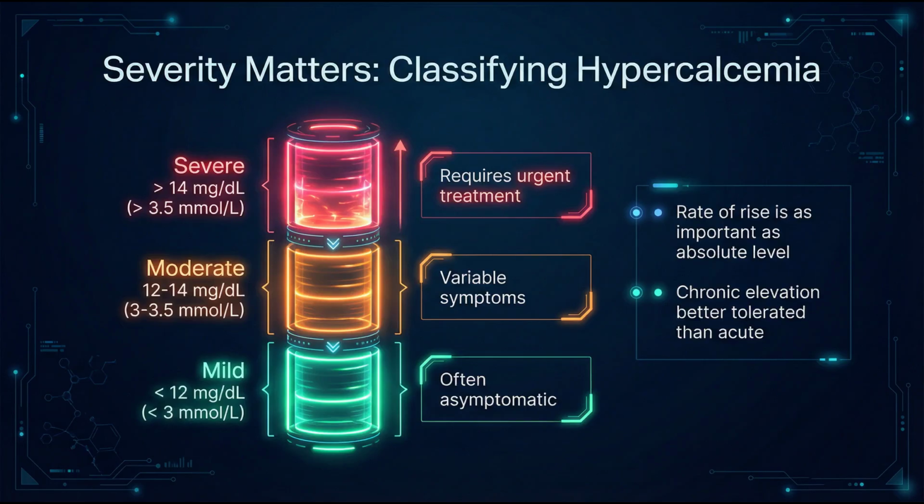Now, how do we classify severity? Mild hypercalcemia is 10.5 to 12 milligrams per deciliter. Moderate is 12 to 14 milligrams per deciliter. And severe, which is a medical emergency, is anything above 14 milligrams per deciliter. Remember, symptoms don't always correlate with levels, but severe hypercalcemia demands immediate intervention.